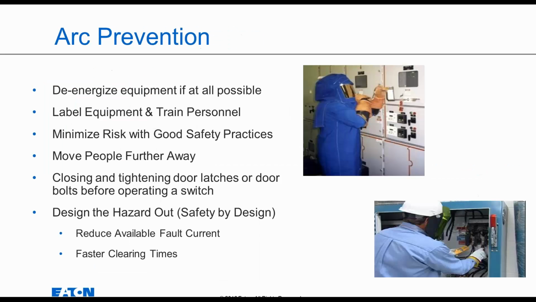So starting off, let's go to pre-arcing with passive arc prevention techniques. The first one, and I've seen this in several presentations from EasyPower and everywhere else: everybody recommends, if you can de-energize the equipment, please do so. There's no sense in working on it live if you don't have to, and that minimizes the risks. Move people further away, close and tighten doors and latches, and of course design the hazard out. Reduce the available fault current, and what we're going to spend a lot of time on at the end is faster clearing times. Faster clearing times are the key to arc flash reduction.